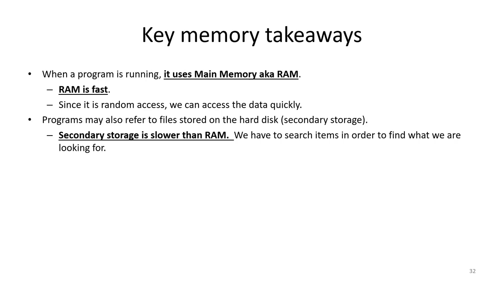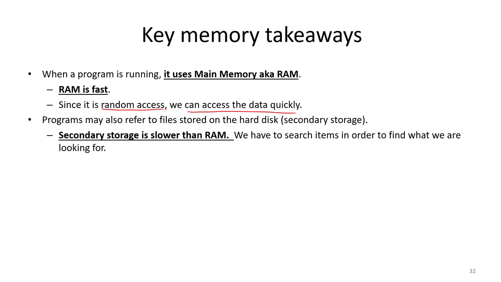All right, so key takeaways for memory. When a program is running, it uses main memory, also known as RAM, and RAM is fast. The thing that's nice about RAM is we can access the data quickly and directly. RAM stands for random access memory, so that allows us to directly access a given location.